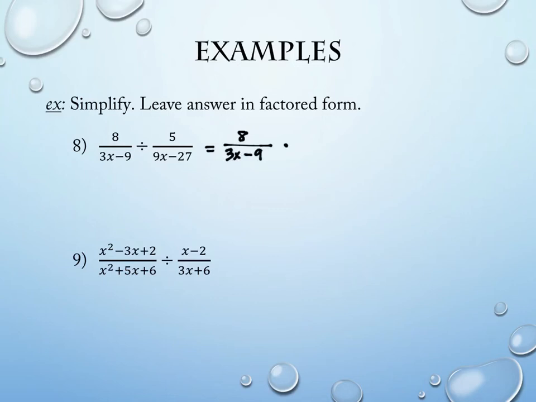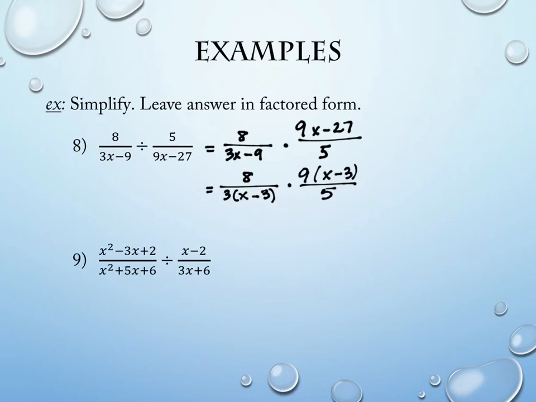3x minus 9 times 9x minus 27 over 5. Okay, once I do that, it becomes just like the other problems I did. In fact, it's a pretty nice, clean one compared to the last couple that I did. The 8 and the 5, those individual pieces don't need any work, but the other two do. So 3x minus 9, what do they have in common? 3. So I pull out a 3 and I get x minus 3. 9x minus 27. Pull out a 9 and I get x minus 3.